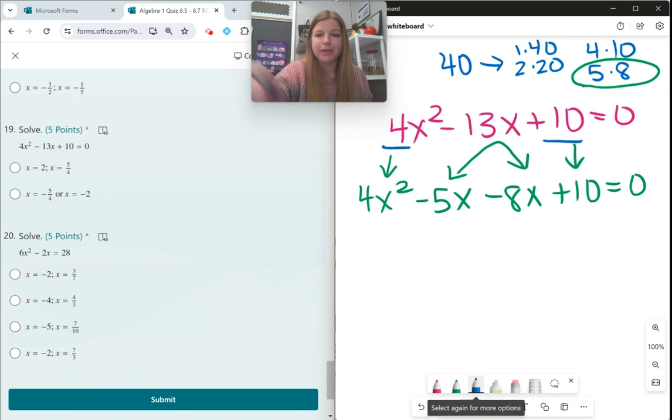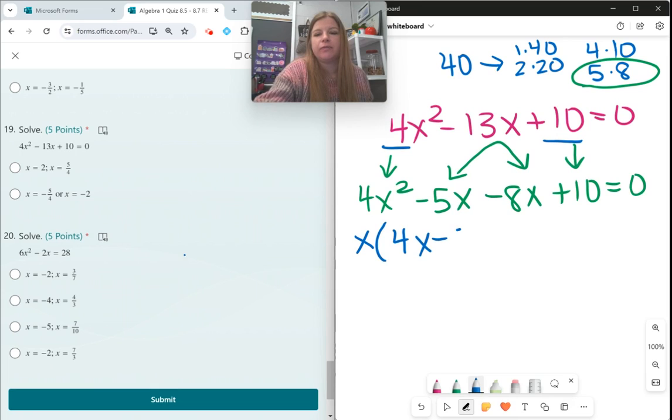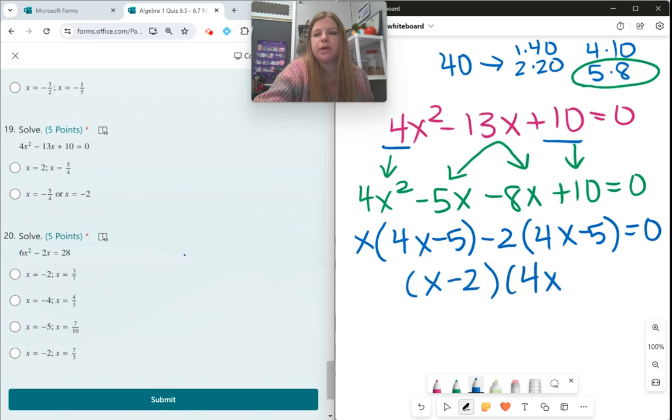We then factor by grouping. GCF of these first two terms is just x. I'm left with 4x minus 5. GCF of these two terms is a negative 2 because I'm starting with a negative, and when I factor that out, it works out beautifully. I have my twins. I'm left with x minus 2 times 4x minus 5.